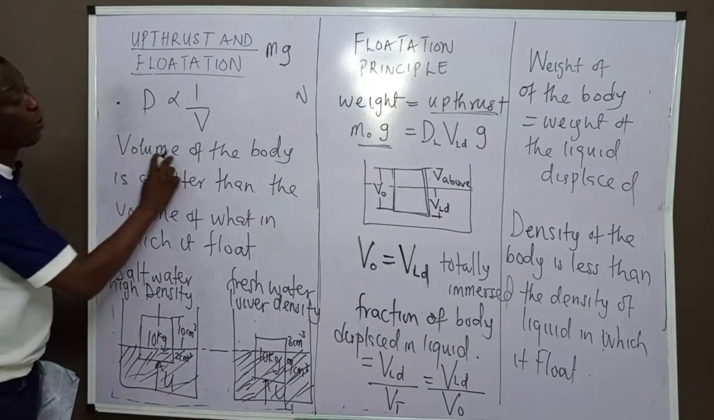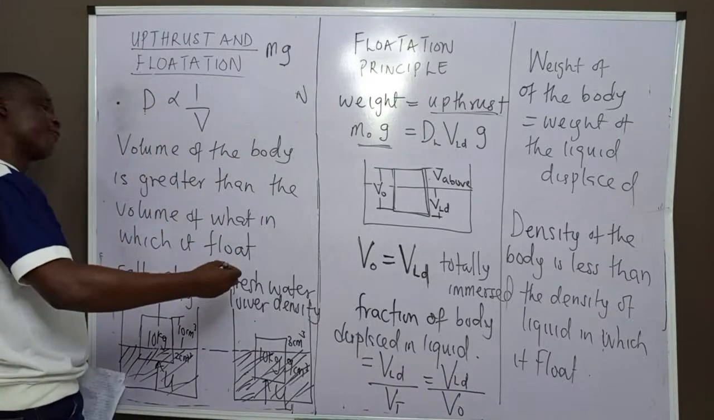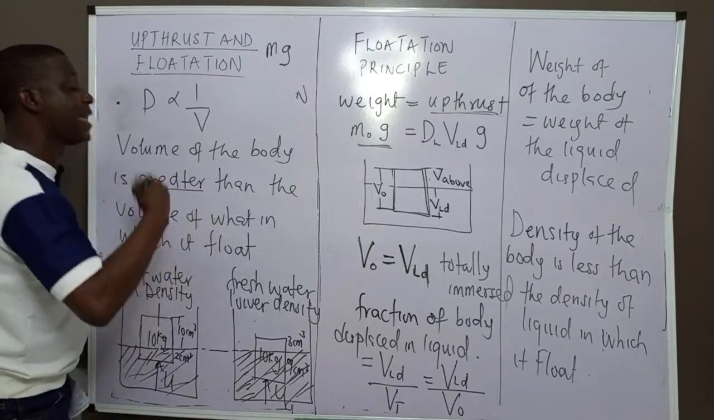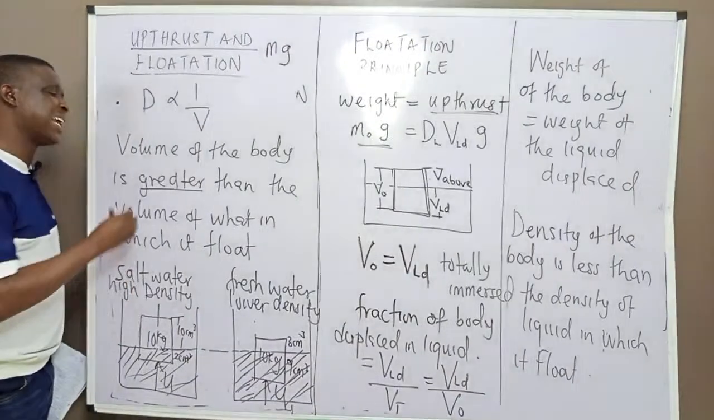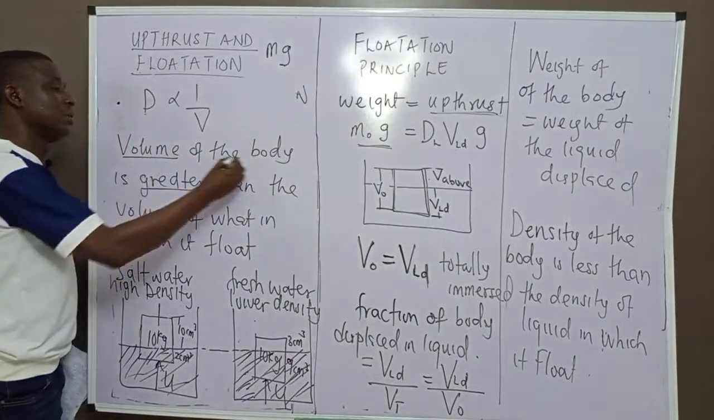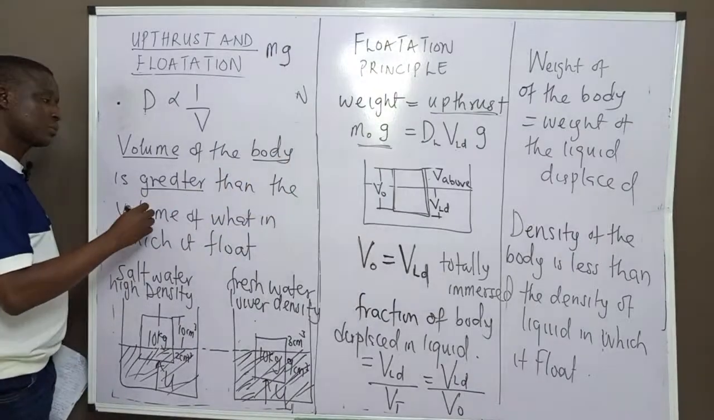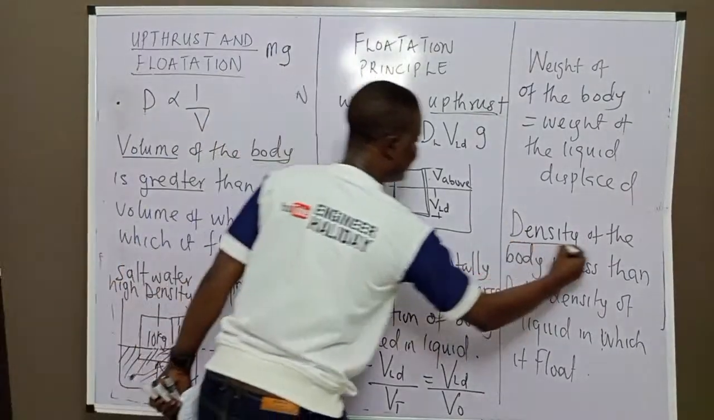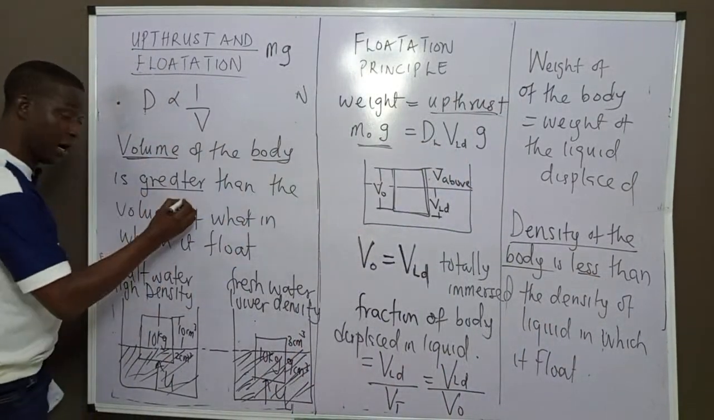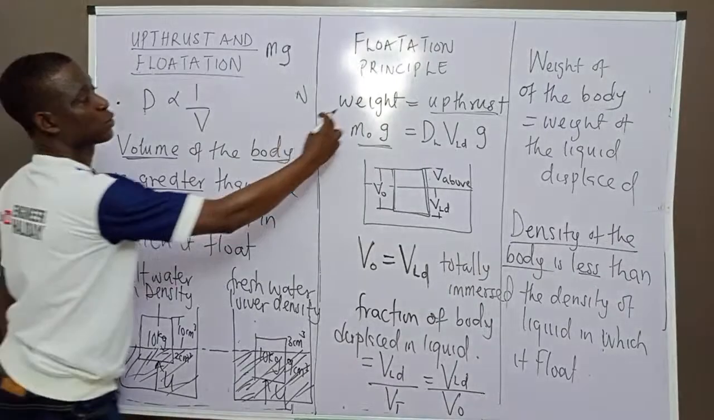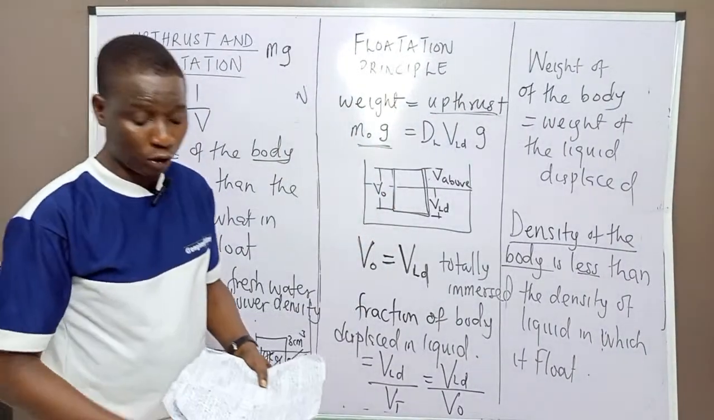And the last condition, don't forget, is that under this condition the volume of the object placed in water displaced is greater than the volume of the liquid itself. Why? Because the body has a lesser density but a higher volume. The density of the body is less, so the volume of the body will be higher. Then the last one: weight must be equal to upthrust.